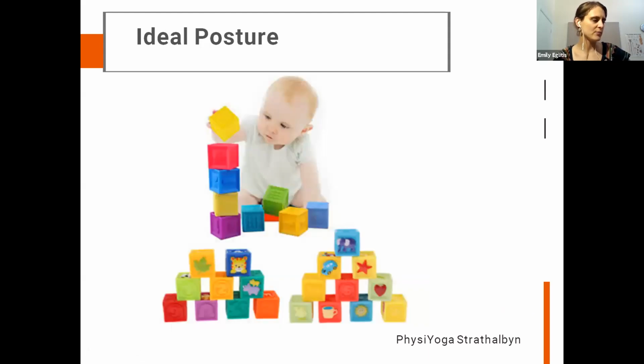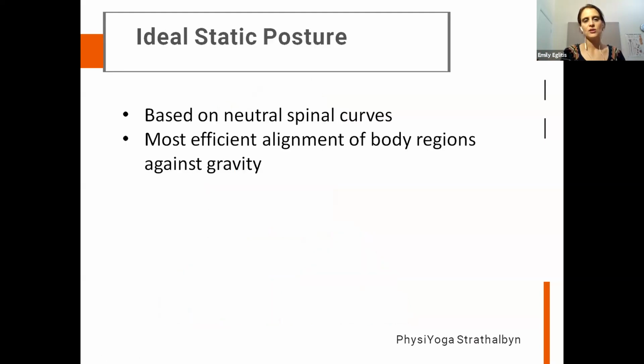We can all appreciate, from a young age, that if things are stacked up more efficiently, they stay there easily. If we don't stack things well, the tower falls. And our body is essentially zones of mass. We can hold them a bit skew, they don't have to be perfectly stacked, but that comes at a cost. So ideal static posture, like I said, is based on the neutral spinal curves, and it's the most efficient alignment of body regions against gravity.